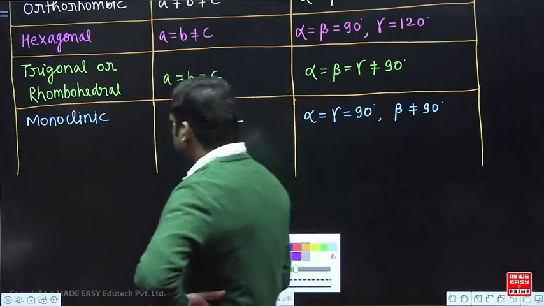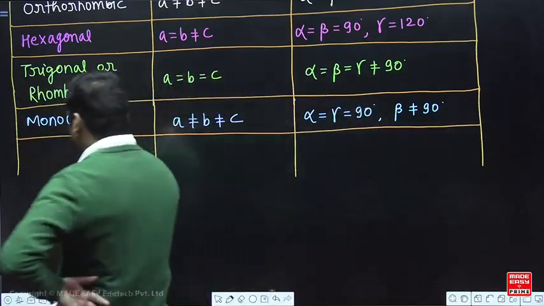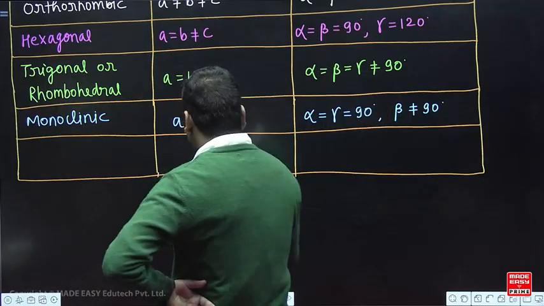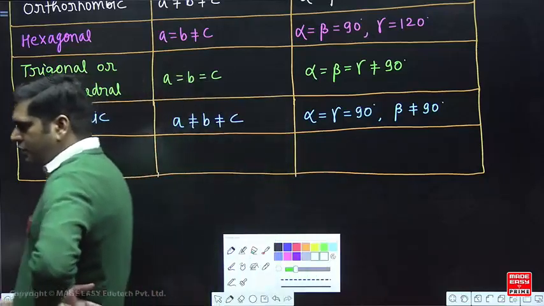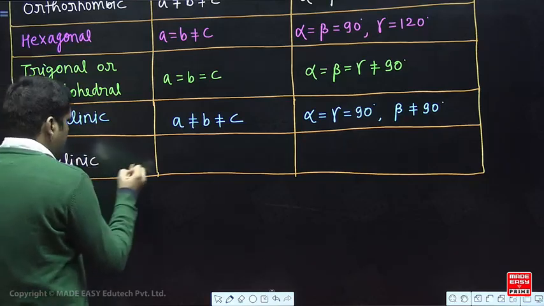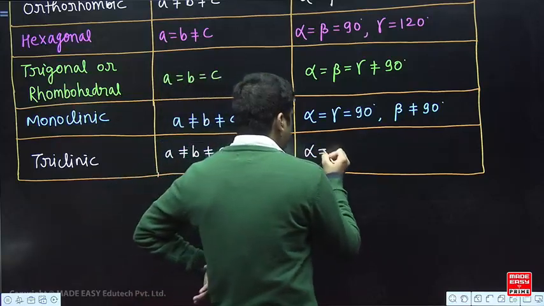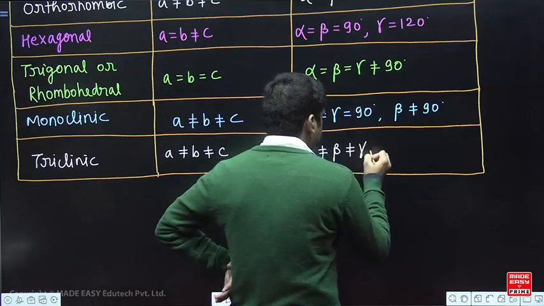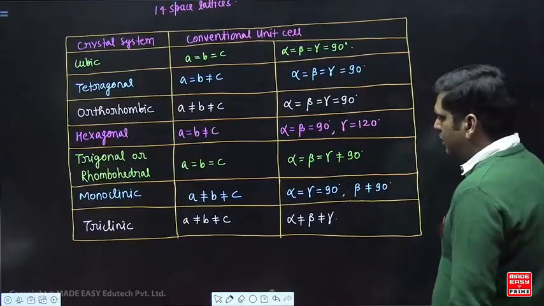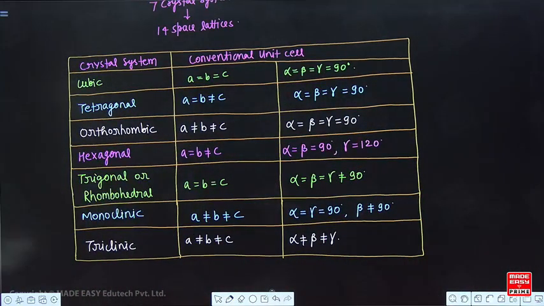And the last one is triclinic. In triclinic, nothing is equal. A does not equal to B, does not equal to C. Alpha does not equal to beta, does not equal to gamma. Please have a look. You have to memorize these 7 crystal systems. They used to ask questions from here.